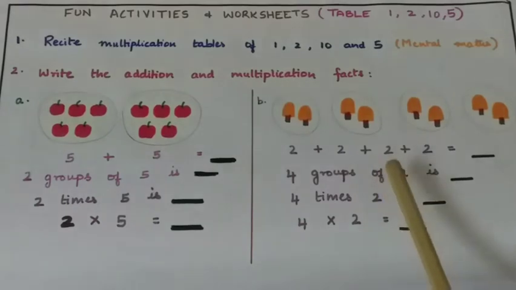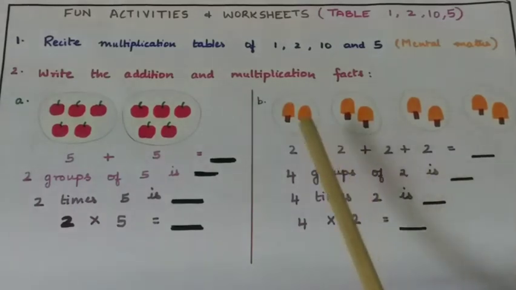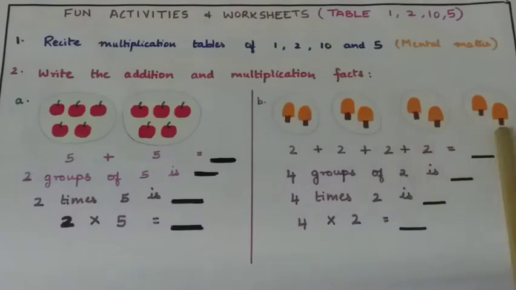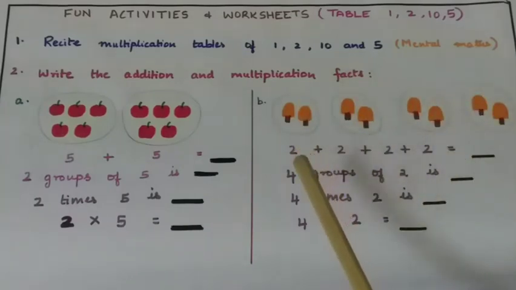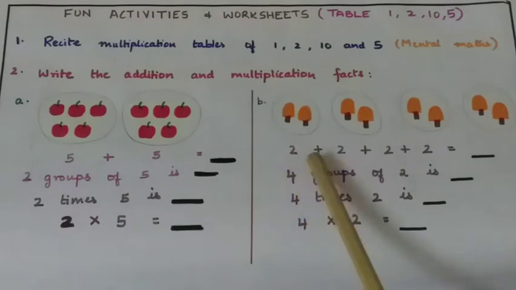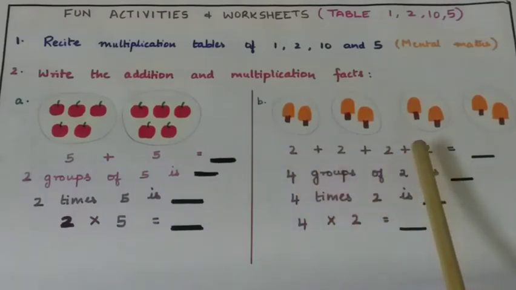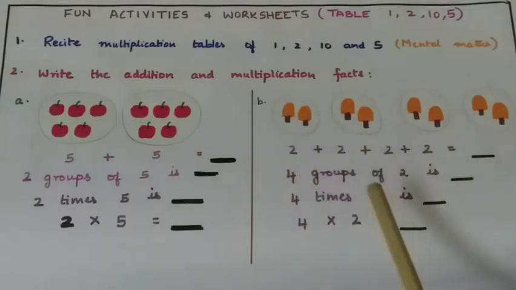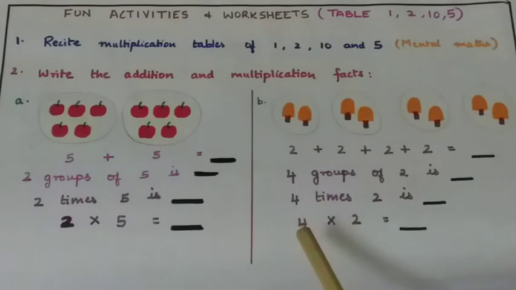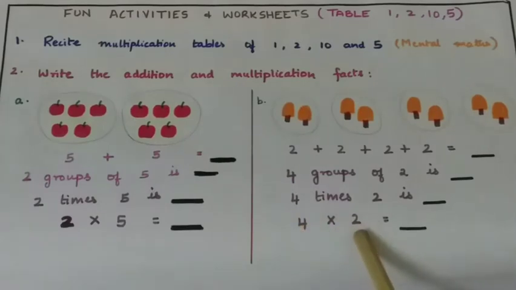Similarly, I have given another example here where there are 4 groups with each group having 2 ice creams. So if you write this in repeated addition format, it is nothing but 2 plus 2 plus 2 plus 2, which can also be read as 4 groups of 2 or 4 times 2. And the multiplication fact is 4 into 2. So the results for all these formats are going to be the same. 4 into 2 is nothing but 8.